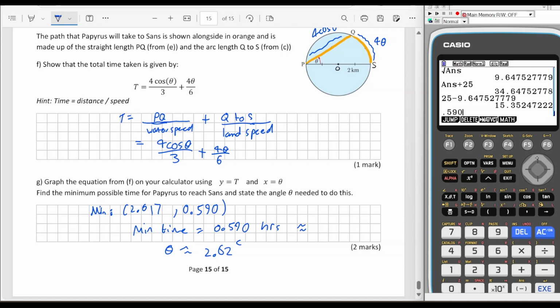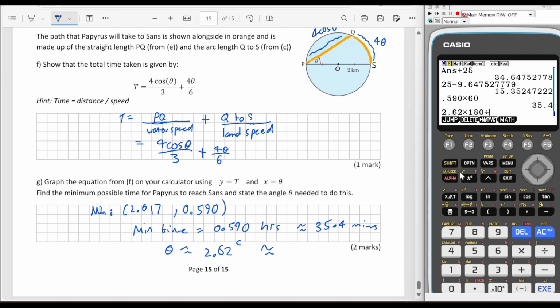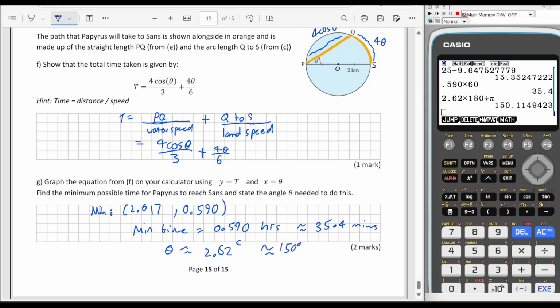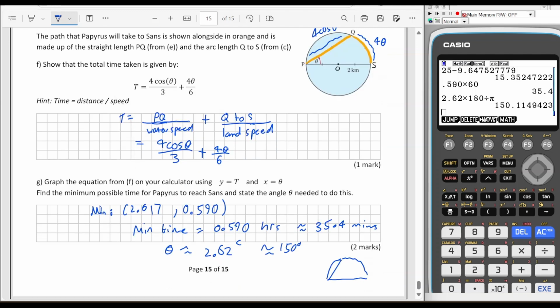Okay, so let's go and we'll get approximates for those. So 0.590 times 60, that converts us into minutes, so it's about 35.4 mins. And just in case you're curious, 2.62 times by 180 over pi. So that's how we convert back into degrees, about 150 degrees. So if we look at this circle, it's going to look like you'll travel out pretty quickly, and then you'll like walk along the edge there. So very little water time is the answer there.